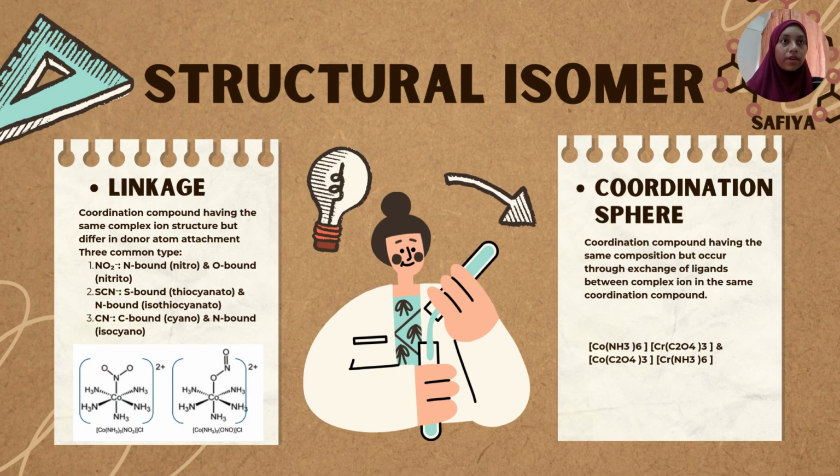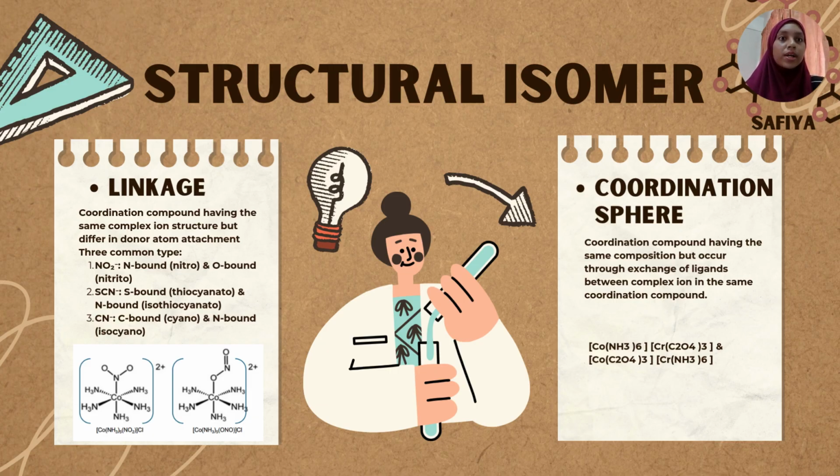For each type of it, both of them have the same formula, but it gives different colors and reactivity because different atoms touch the metal center. In the diagram, it shows the example for nitrite, where the first one binds through nitrogen and the next one binds through oxygen.